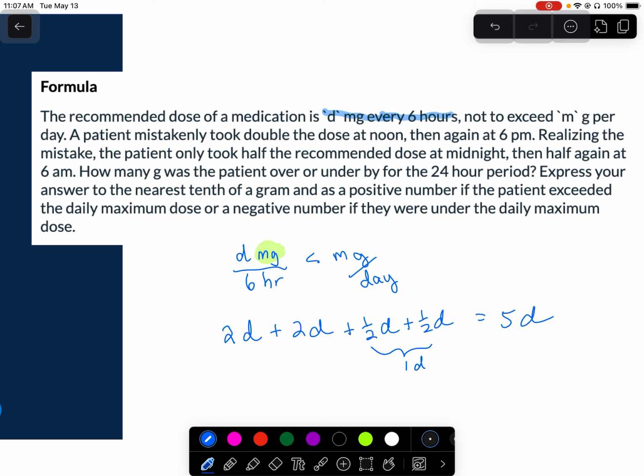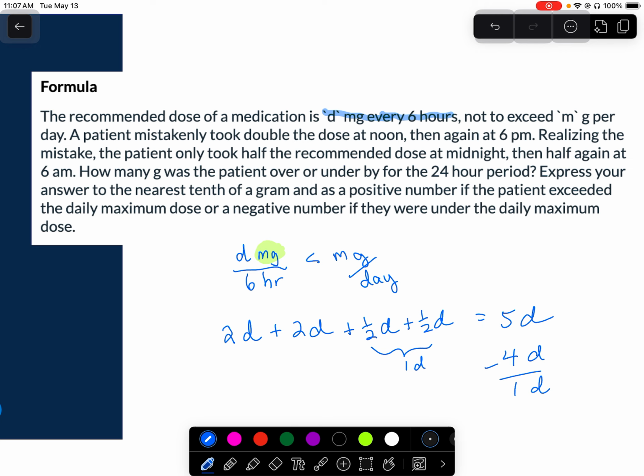They took 5. Now let's think about what they should have taken. Every 6 hours, so 4 times a day, they should have taken D. So they should have taken 4 of the D milligram doses. So they have 1 extra total dose in their body.